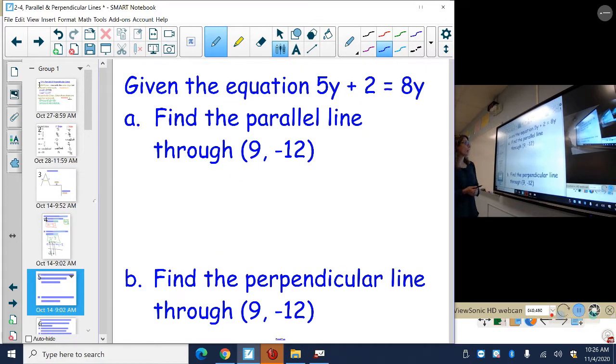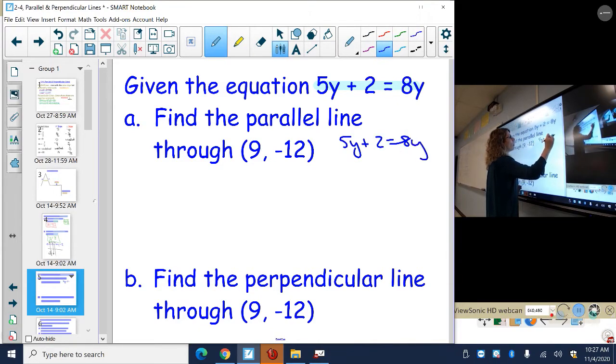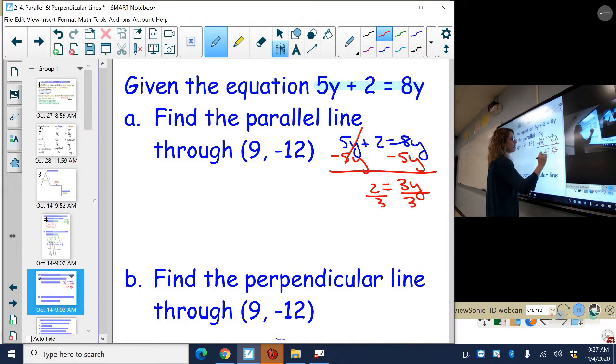So let's keep going. I say, given the equation 5y plus 2 is equal to 8y, find the parallel line. So I'm going to go ahead and take this equation and solve it. So I have 5y plus 2 is equal to 8y. So I'm going to go ahead and subtract the 5y. So I have 2 is equal to 3y. So divide by 3, and 2/3 is equal to y.